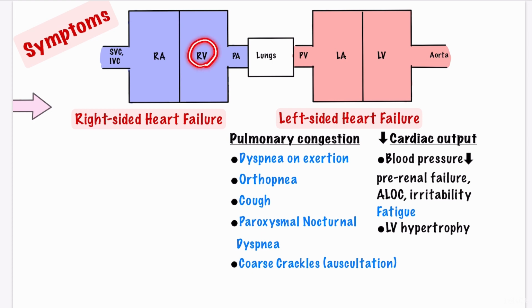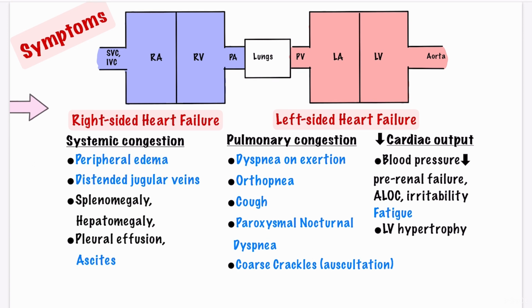And when the right ventricle becomes unable to pump blood effectively, the blood starts backing up into the right atrium and also into the superior vena cava, inferior vena cava, and thus into the systemic circulation, causing systemic congestion. So the blood builds up in your veins and vessels that carry blood from the body back to your heart, and thus increases pressure in the veins.